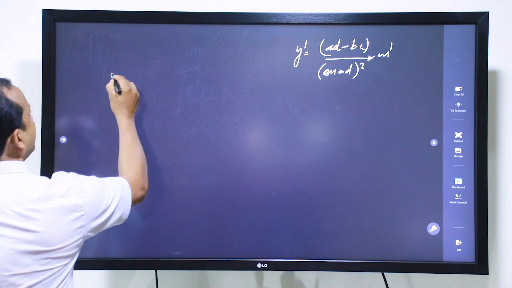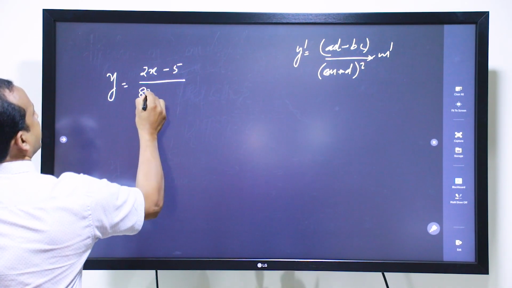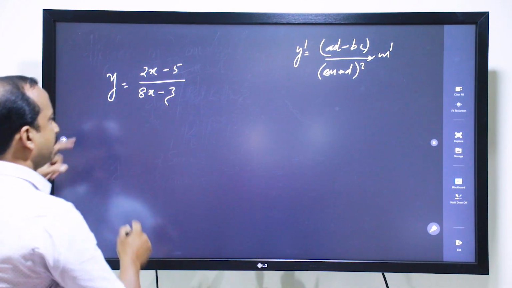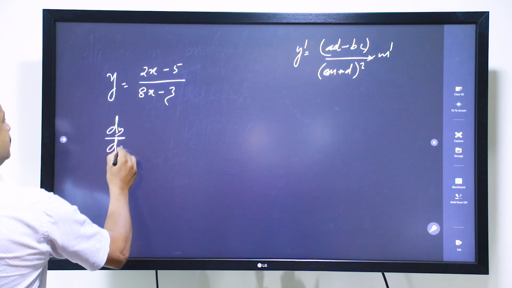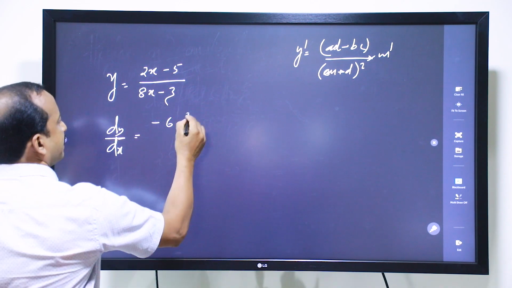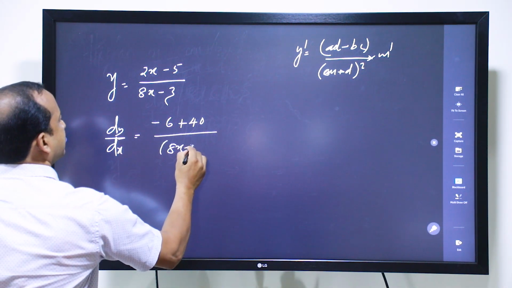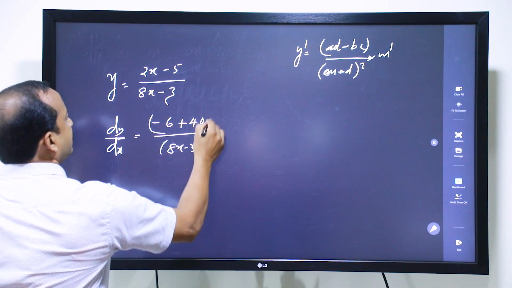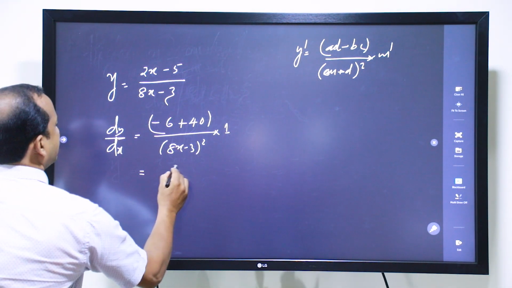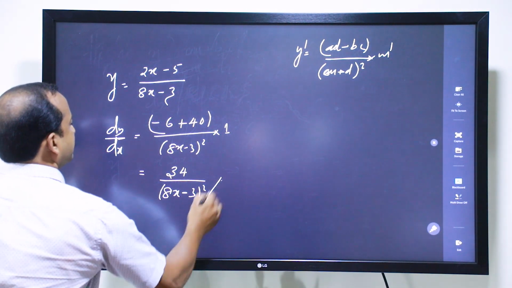Okay, you remember. Now y is equal to (2x minus 5) divided by (8x minus 3). We would use the quotient rule, but here we easily find the derivative of this function: 2 into minus 3 minus 8 into minus 5, that is minus 6 plus 40, the whole divided by (8x minus 3) the whole square into the derivative of x. Here m corresponding to the function is x and the derivative of x is 1, so that is equal to 34 divided by (8x minus 3) the whole square.